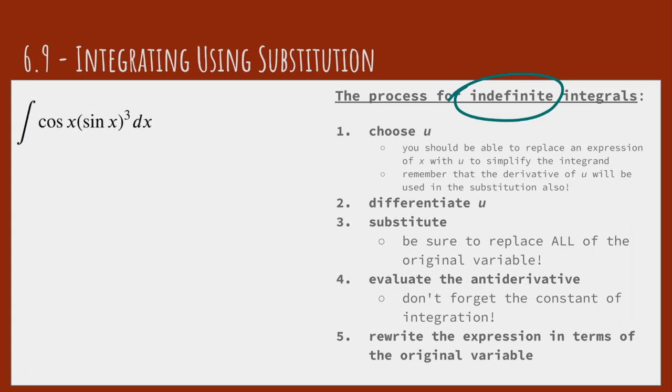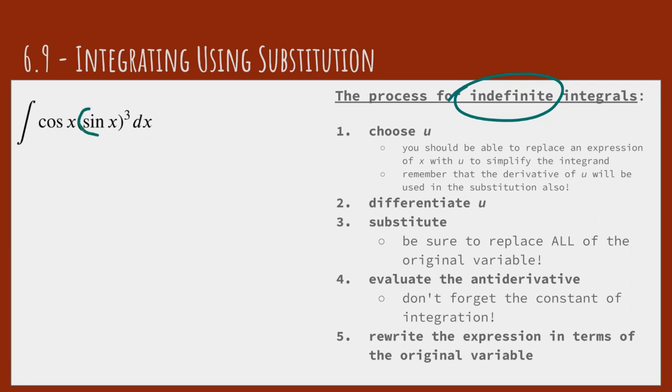And the idea here is we want to simplify the expression by choosing u. And we also are going to be taking the derivative of u in order to get rid of the dx. So we want to keep that in mind also. Early on, you may not really understand where the u is coming from, but I think with some practice, it'll become a lot easier.